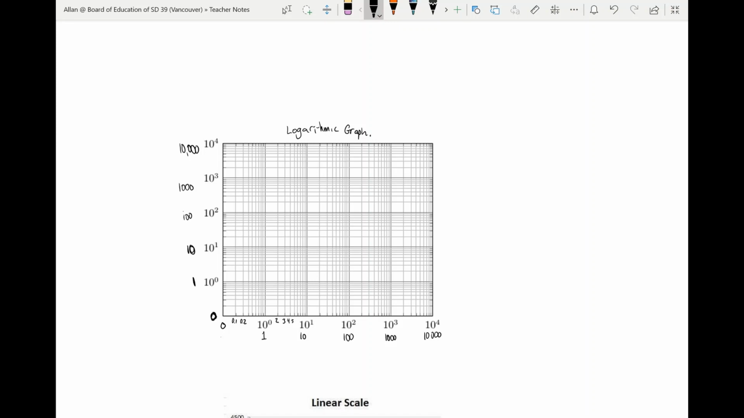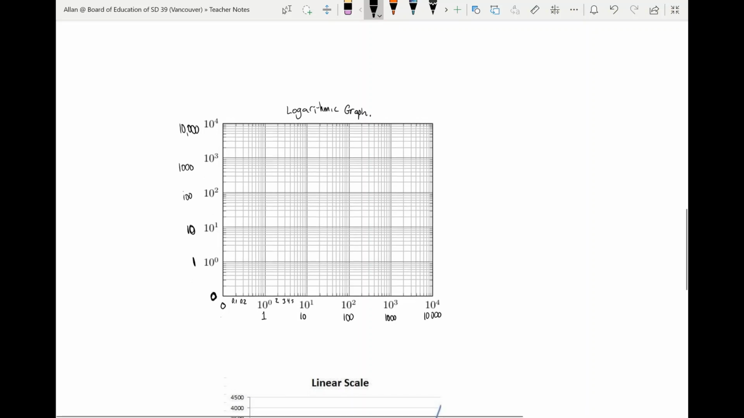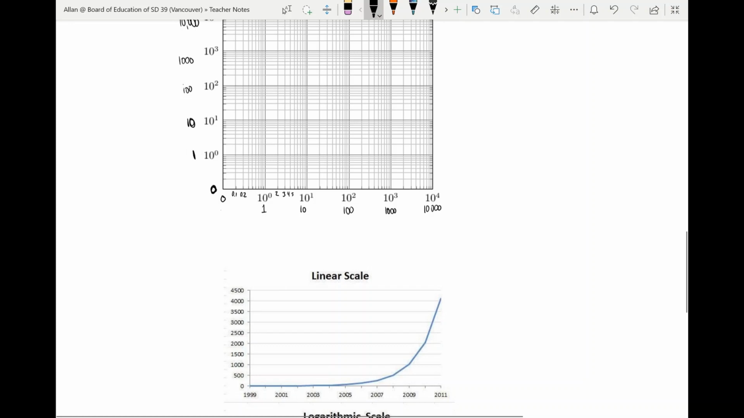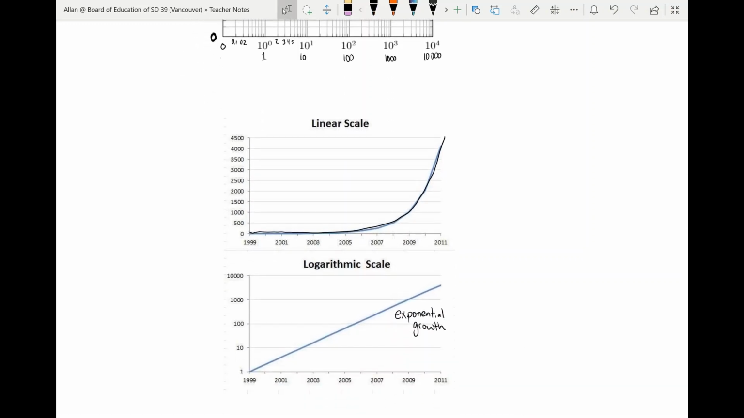Now, this graph looks really weird, but what it helps us do is it can change a linear scale like this, where we have an exponential growth curve going up and up and up, to a linear scale. Any sort of exponential growth on a logarithmic graph will look like a straight line.